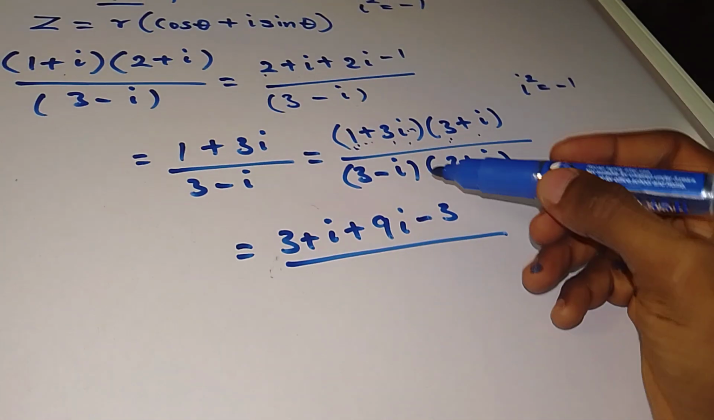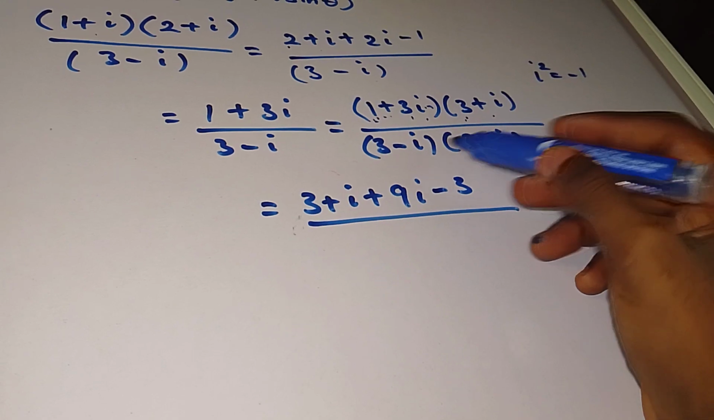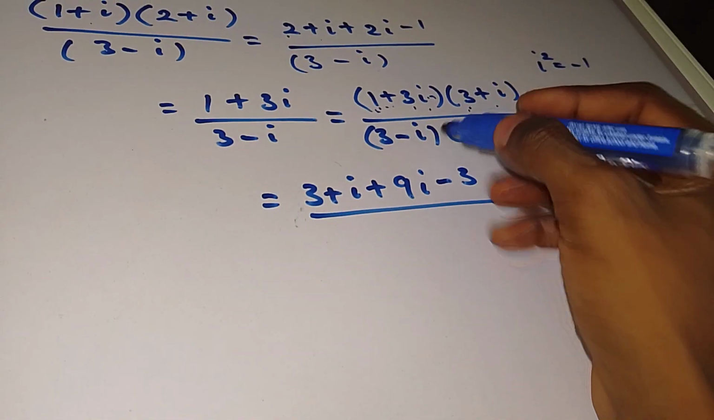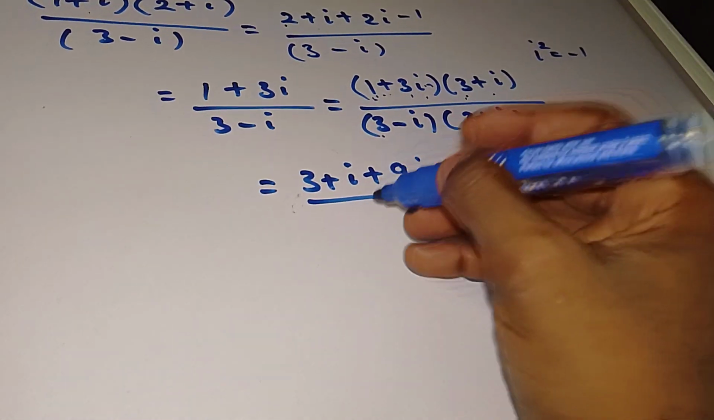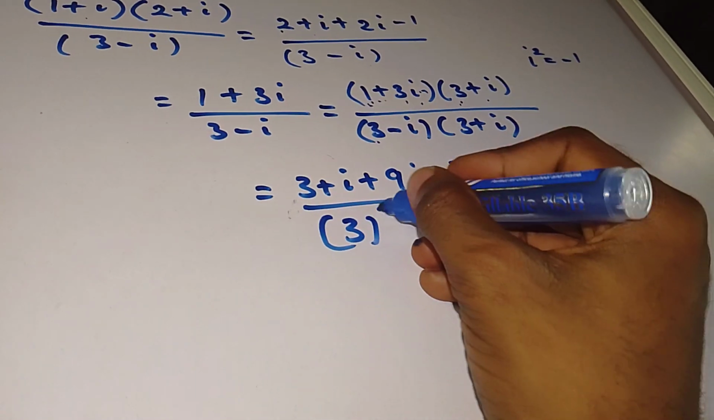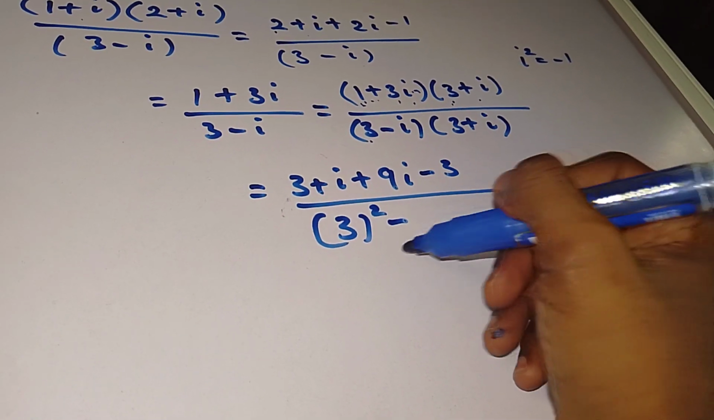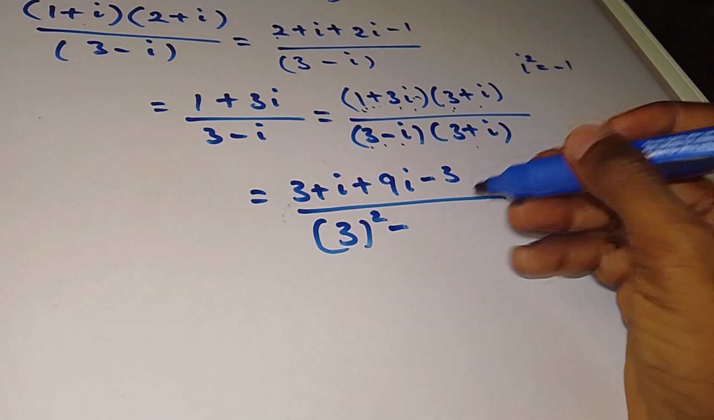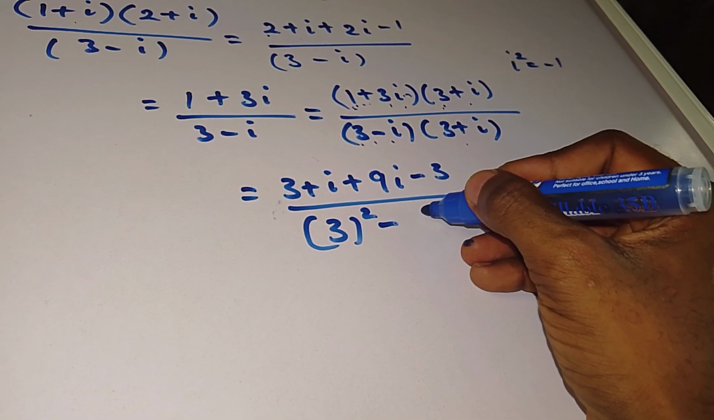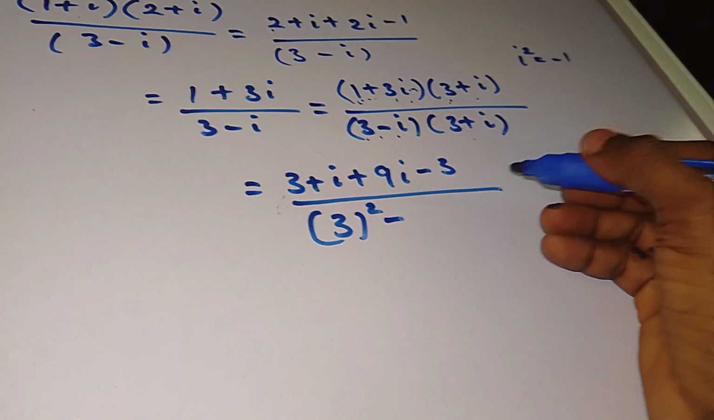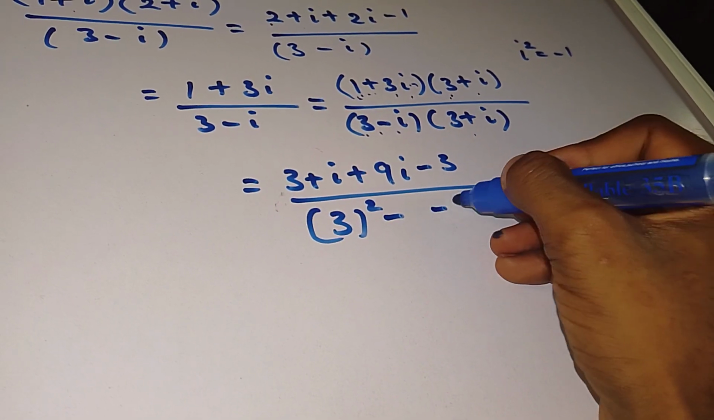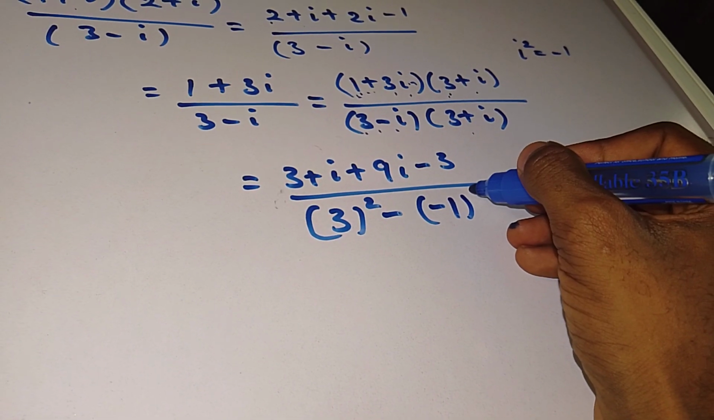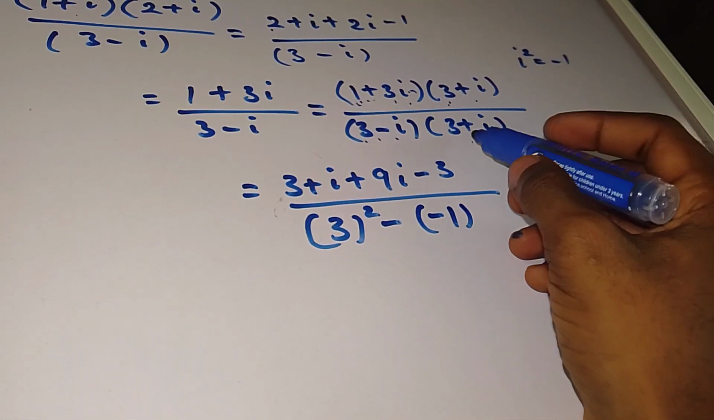Now if you look at the denominator, this is a difference of two squares. If you expand it, we have 3 squared minus, because minus times plus is minus, i times i, which is i squared. And i squared, as we know, is minus 1. So that gives minus minus 1.